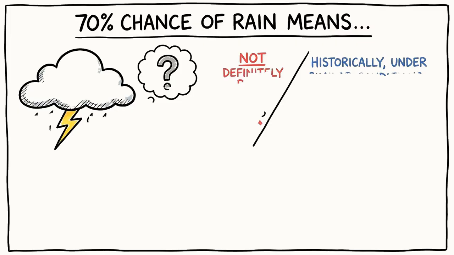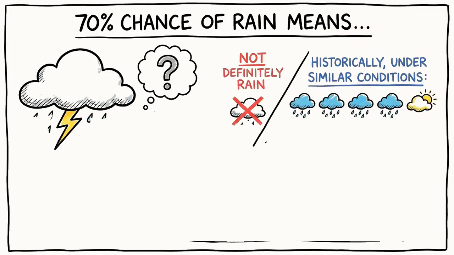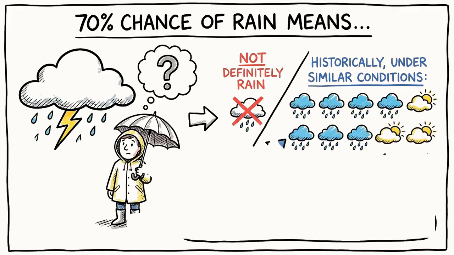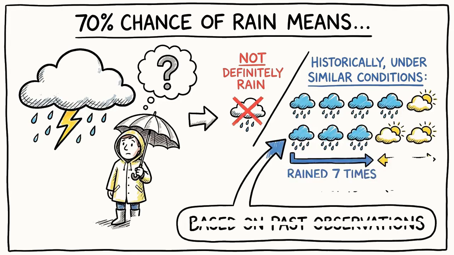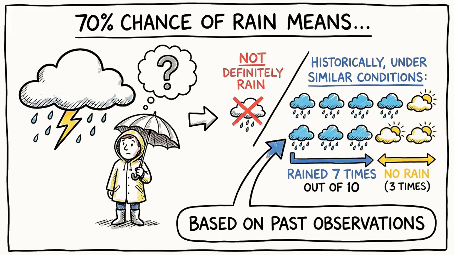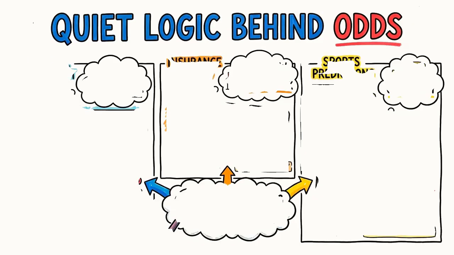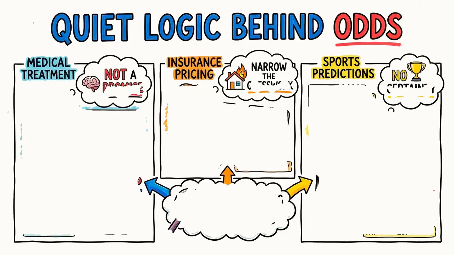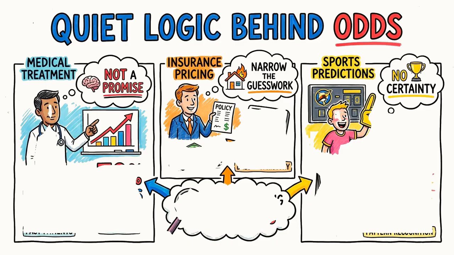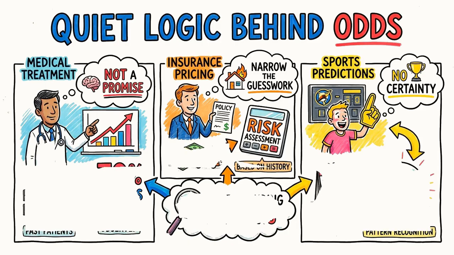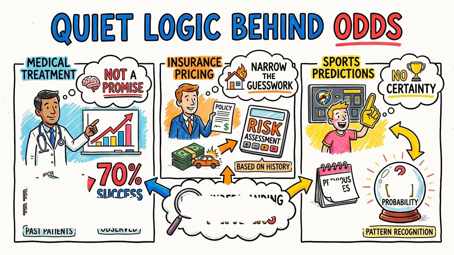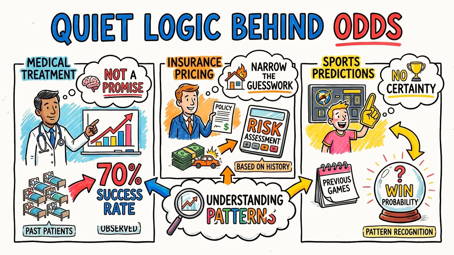When a weather report says there's a 70% chance of rain, it doesn't mean it will definitely rain. It means that, historically, under atmospheric conditions just like today's, it rained 7 times out of every 10. The same quiet logic sits behind medical treatment odds, insurance pricing, and sports predictions. Doctors can't promise a treatment will work, but they can tell you the success rate based on thousands of previous patients. None of it promises certainty. It simply narrows the guesswork using what's already been observed.